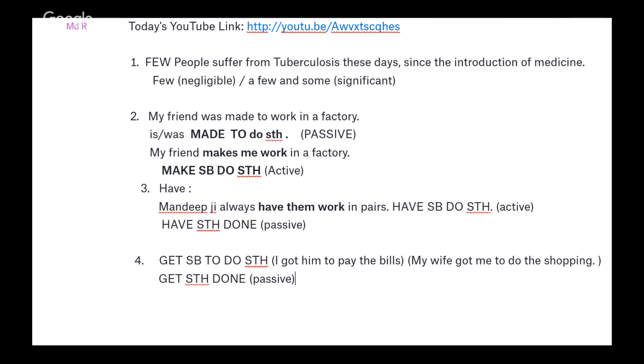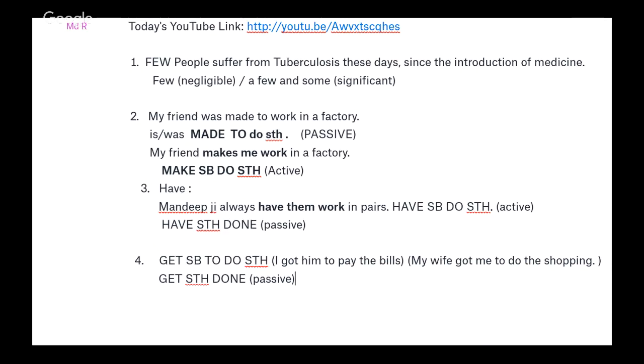One simple example I'll use for both. Can you get your son to study in Australia? Right or wrong? First one or second one? First one. Right. Now tell me, I got him to study. बता कैसे होगा passive? Get something done. Bolo.